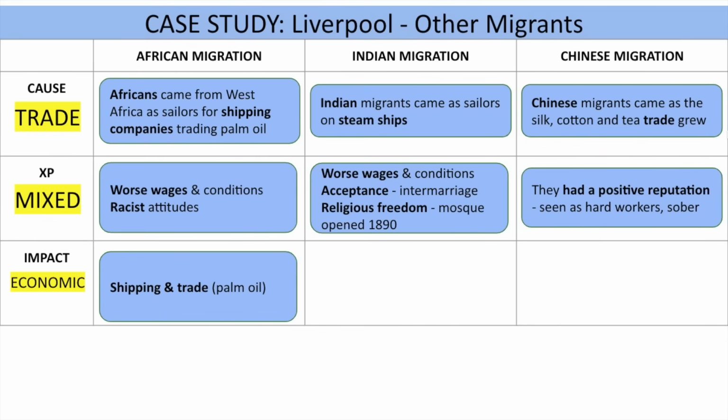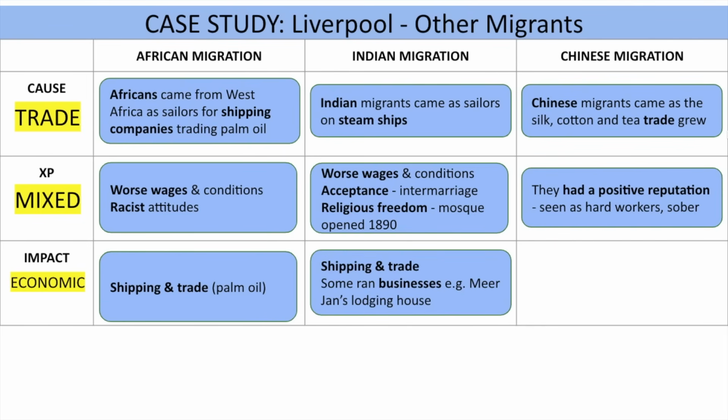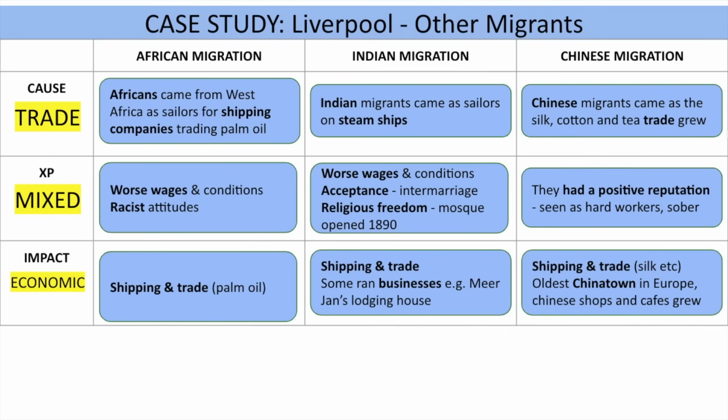The African migrants are involved in the shipping companies and in the trade, especially of palm oil and soap. Indian migrants are also involved in shipping companies and trade, and some Indian migrants set up businesses in Liverpool like lodging houses, curry houses. And Chinese migrants are also involved in the shipping companies and the trades, especially the silk trade. And we can see them setting up homes and businesses in Liverpool because Liverpool has the oldest Chinatown in Europe, where you would see lots of Chinese shops and cafes.